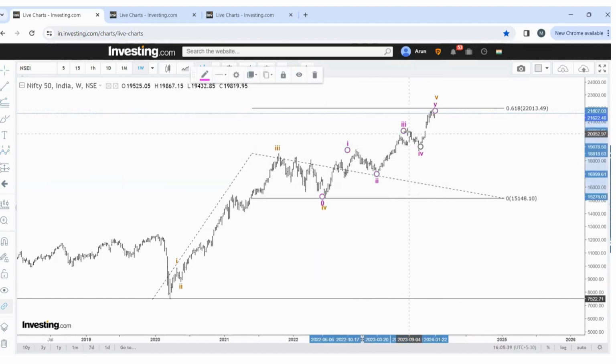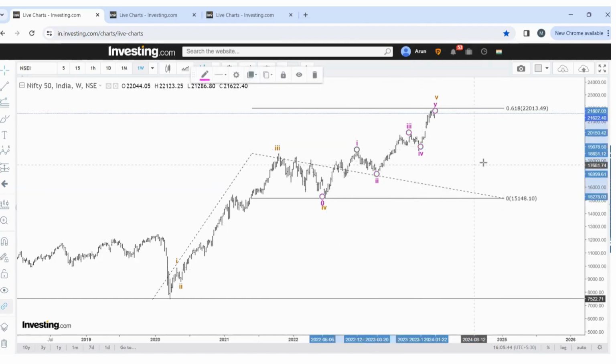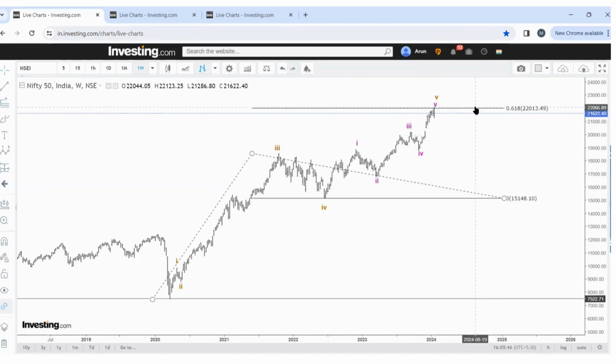A 5-way move also has been seen here. Can we say that of total 5 waves, impulse has been completed, which has started from 2020 March low? Yes, that is possible. Okay, that's why I wanted to make this video.